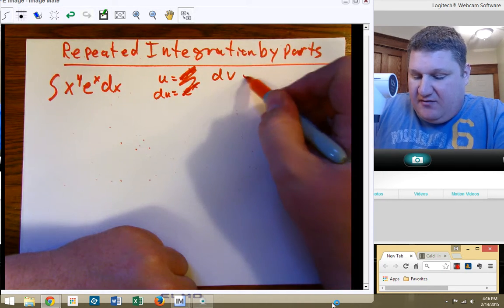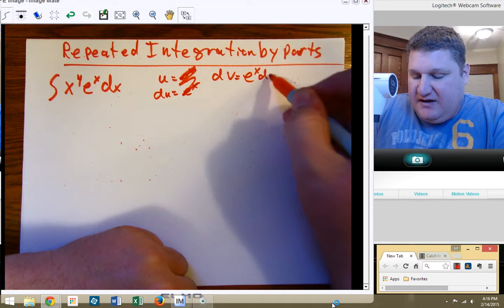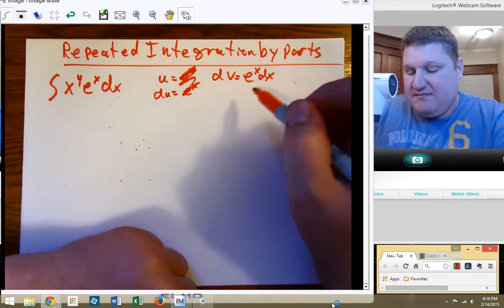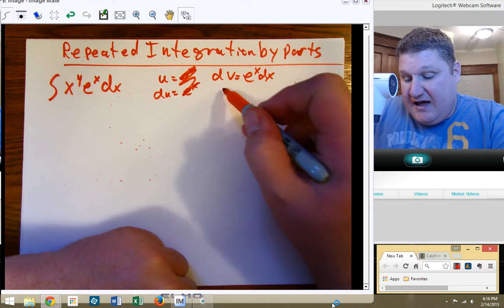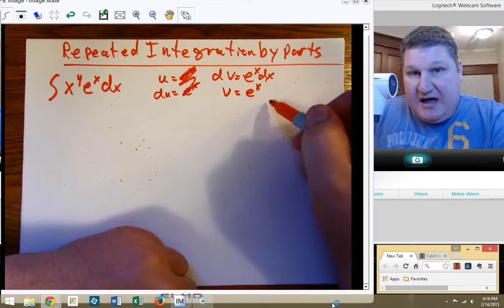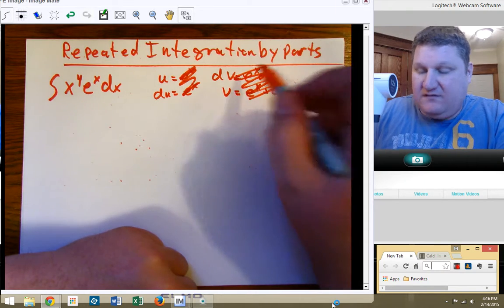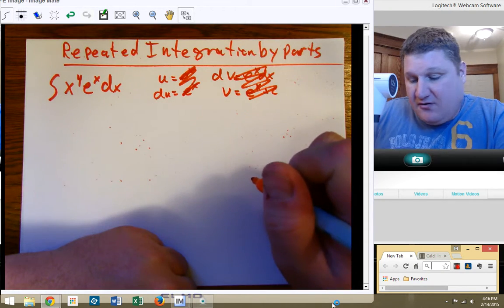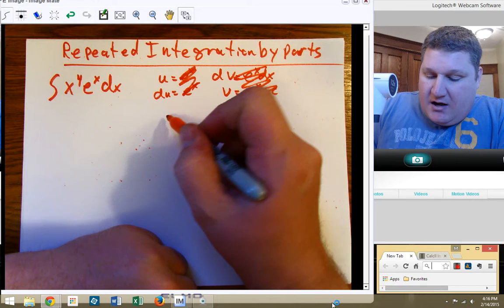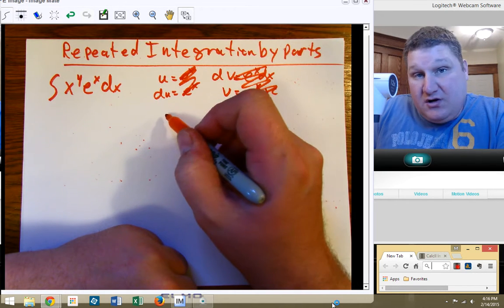But at the same time, if I were to attempt to set dv equal to e to the x dx, every time I integrated that, I would get v equals e to the x plus c. So e to the x isn't going to go away for us regardless of where I put it or how I put it. So let's figure out something that would go away.